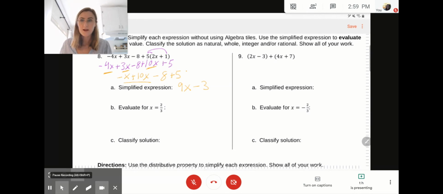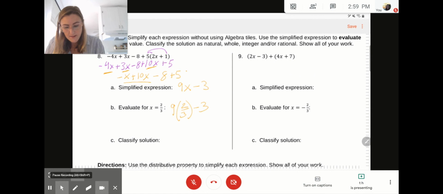And they are actually making this a little bit easier for you because they are having you go in order and simplify first and then evaluate. It's going to be a lot easier to evaluate this simplified expression. Please remember that. Don't just try and plug in whatever is given to you in the expression unless it is simplified. So when I plug this in, it's 9 times 2/3 minus 3.